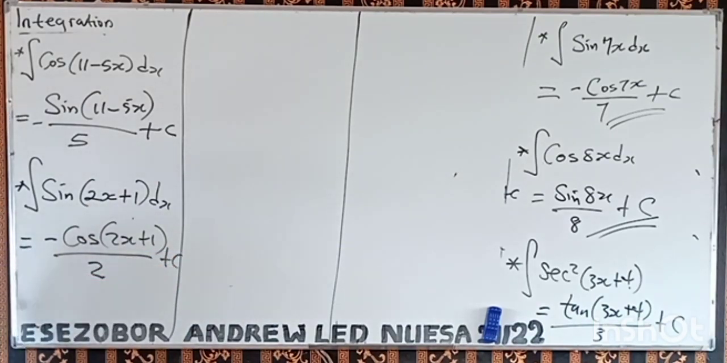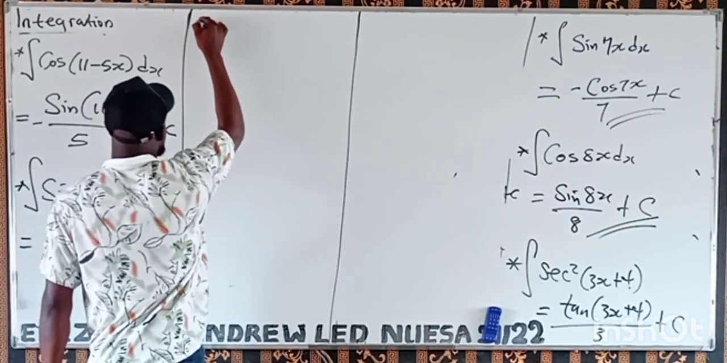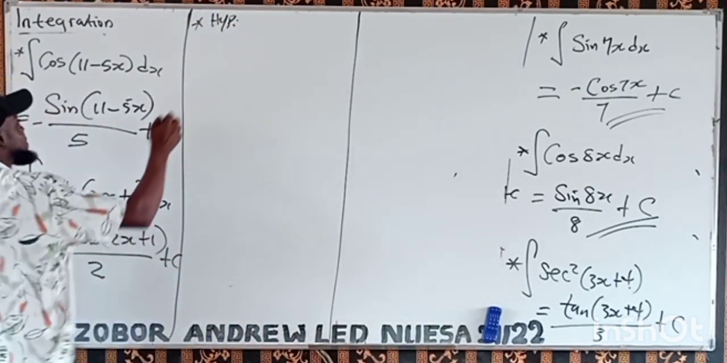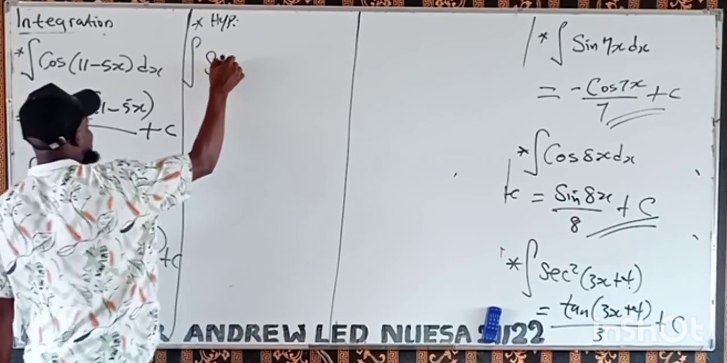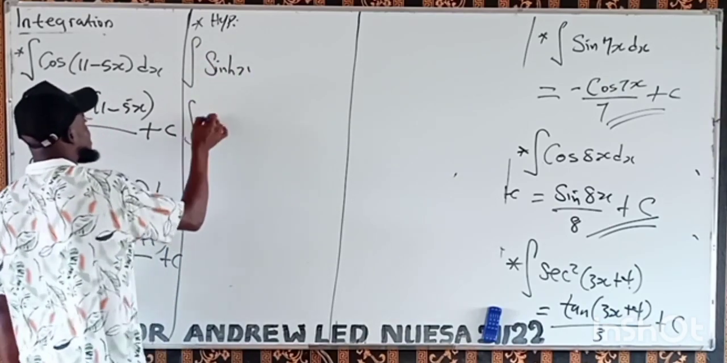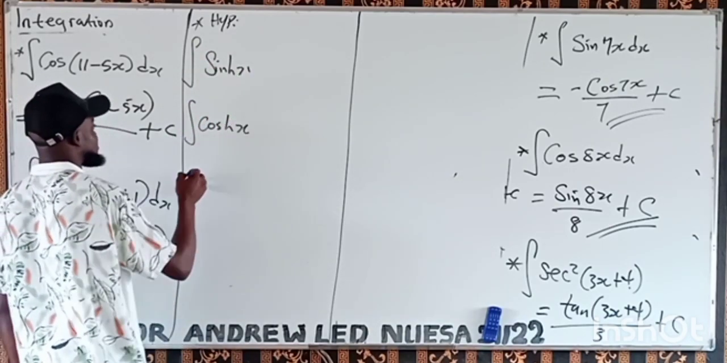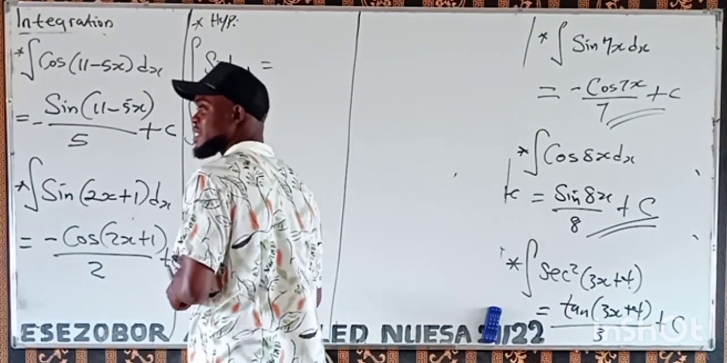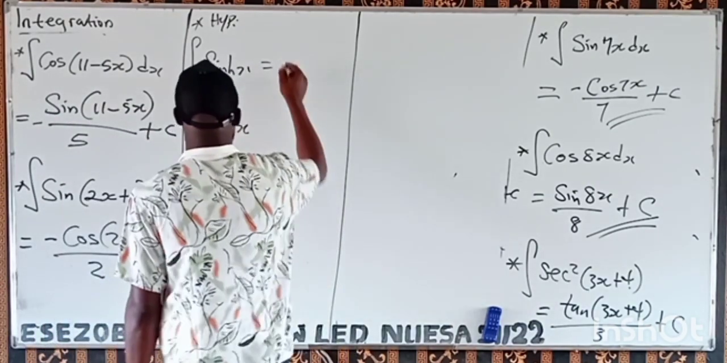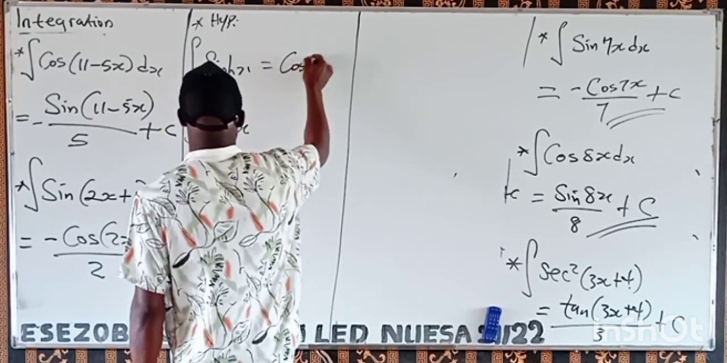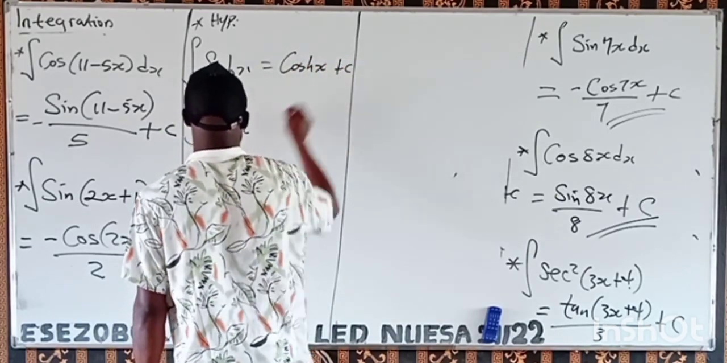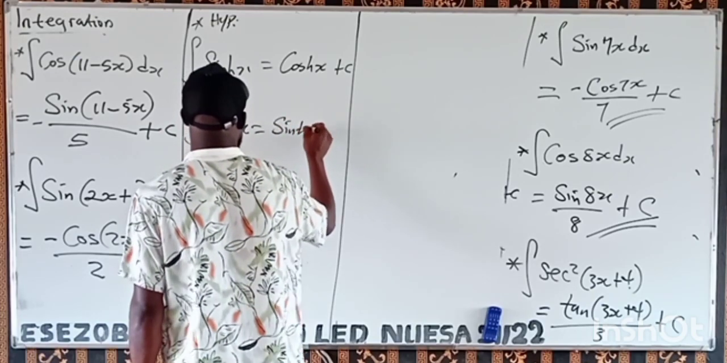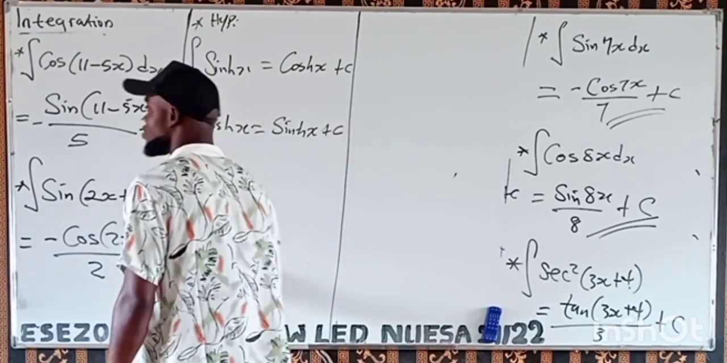Take note of that. Now let's look at hyperbolic functions. How to integrate hyperbolic functions. Remember, the functions are sinh x, cosh x, and so on. So if I integrate sinh x, what am I going to have? I'm going to have cosh x, there's no minus, plus c. If I integrate cosh x, I'm going to have sinh x plus c. There's no minus for this.